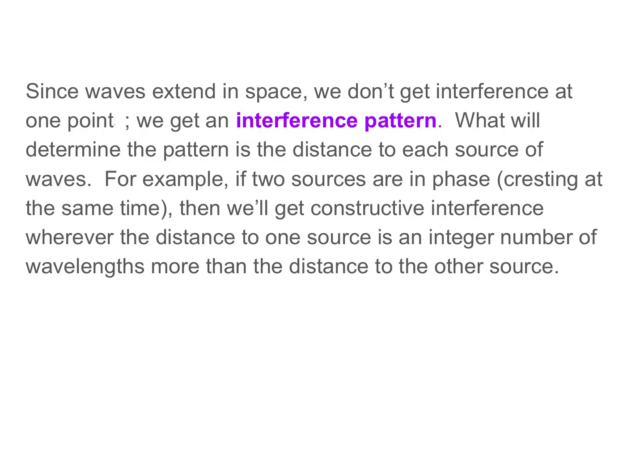Since waves extend in space, we don't get interference at one point, we get an interference pattern. What will determine the pattern is the distance to each source of waves. For instance, if two sources are in phase, crossing at the same time, then we'll get constructive interference whenever the distance to one source is an integer number of wavelengths more than the distance to the other source.